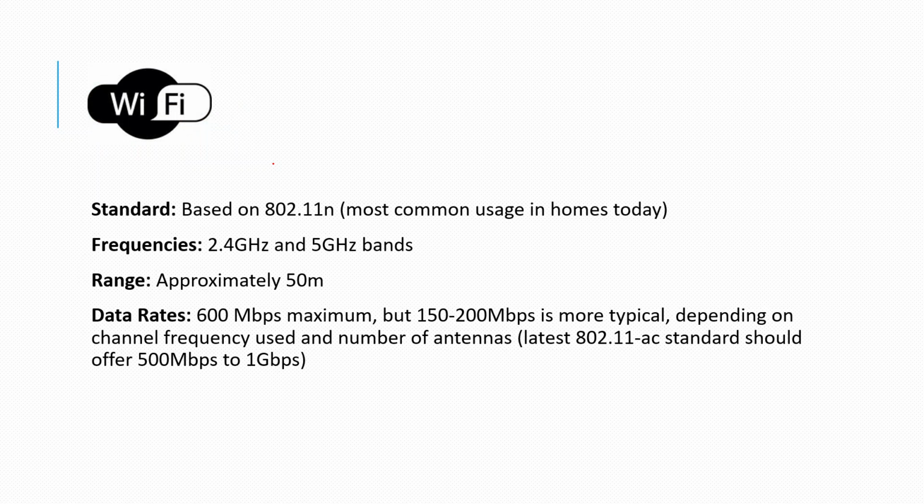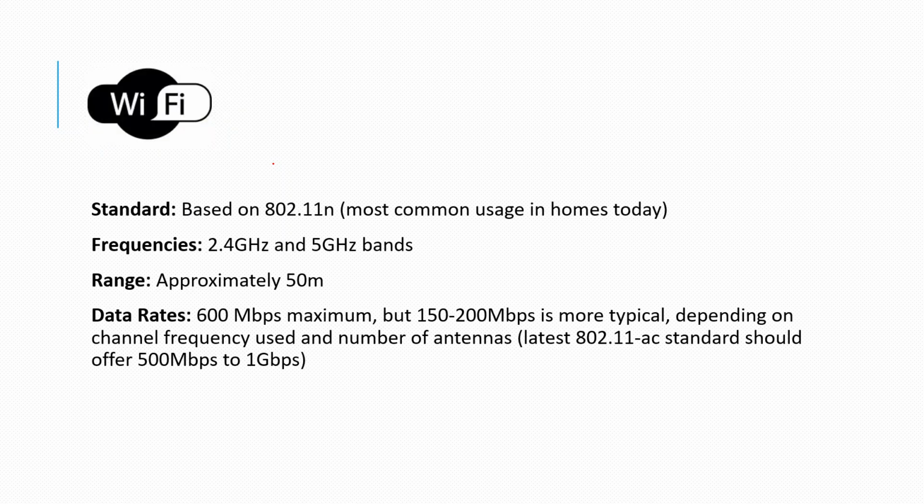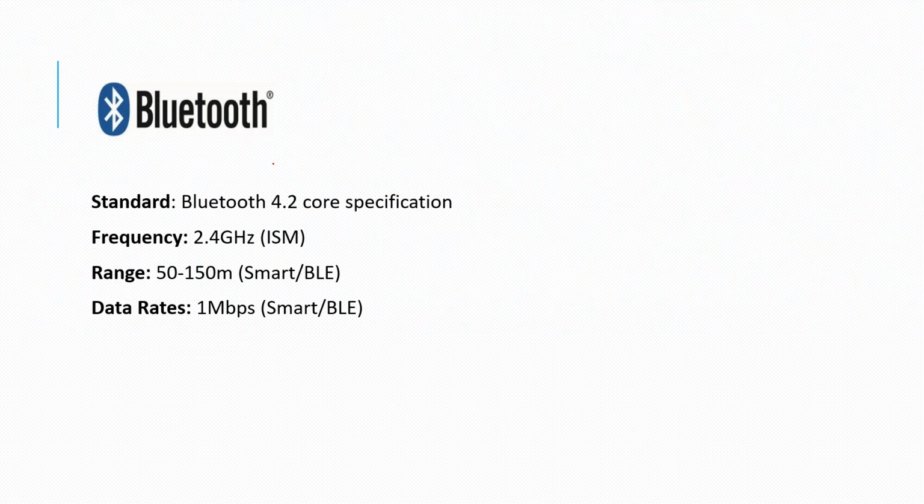Okay, approximate range is something like 50 meters, and the data rate is 600 Mbps, but it's normally 150 to 200 Mbps based on that. So you can see we have different wireless networking technologies like Zigbee, and then after Zigbee, Wi-Fi, Bluetooth. Recently, Bluetooth also launched the new BLE 5.0. Right now we are using BLE 4 or BLE 4.2.